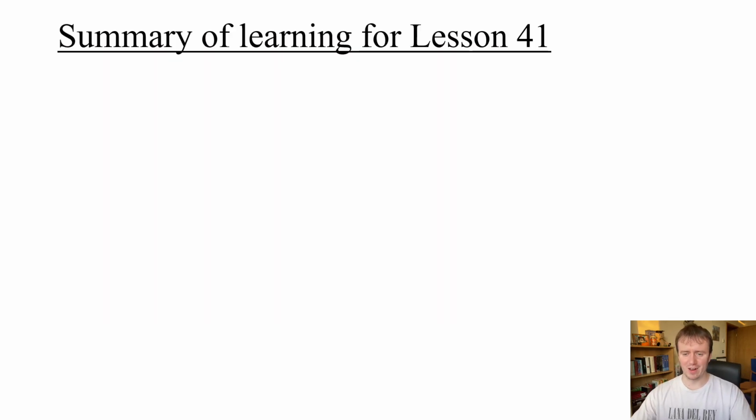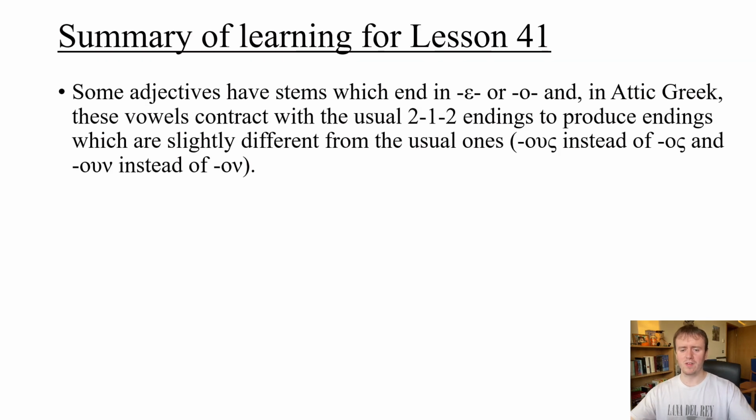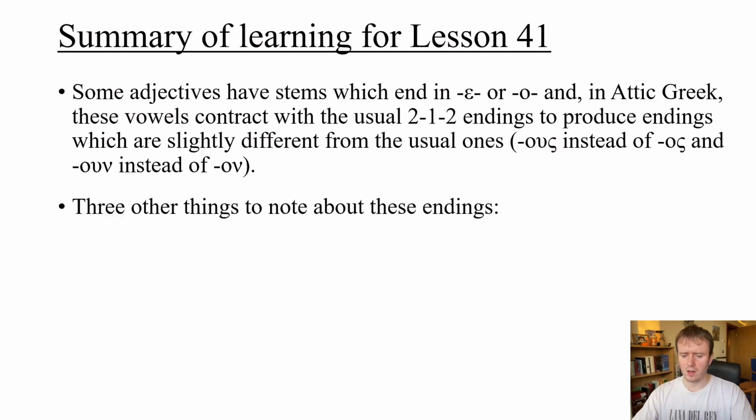Okay, let's now summarize our learning for lesson 41. Today we've learned that some adjectives have stems which end in epsilon or omicron, and in Attic Greek, these vowels contract with the usual 2-1-2 endings to produce endings which are slightly different from the usual ones. In particular, we have us instead of os, and we have un instead of on. Moreover, contract adjectives do not have a unique masculine vocative singular form. Those are the 3 differences from normal 2-1-2 adjectives. And I've put 3 other things to note about these endings, but these are small things. As long as you remember those 3 differences I've just mentioned, then you'll be fine.